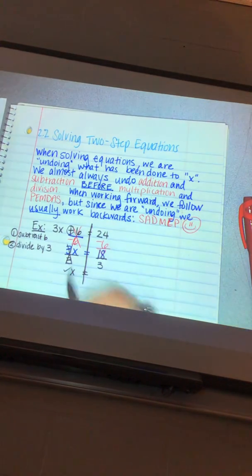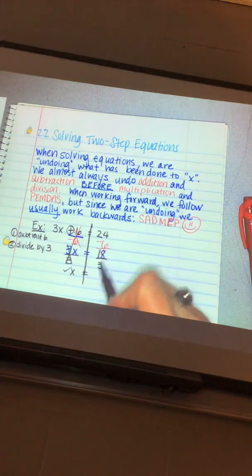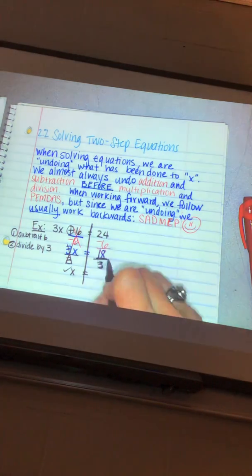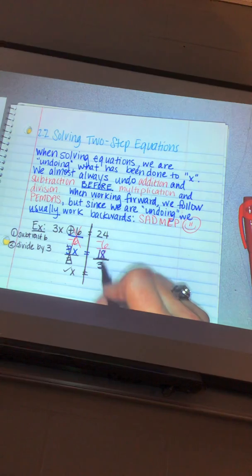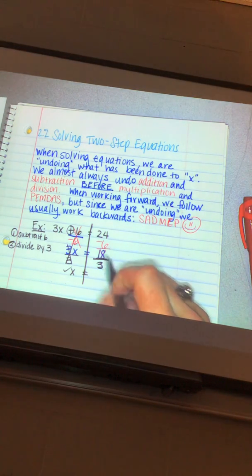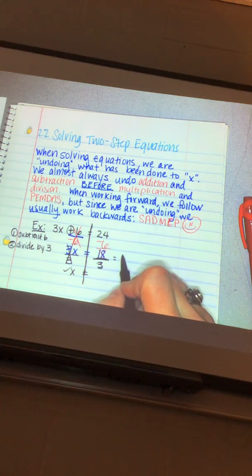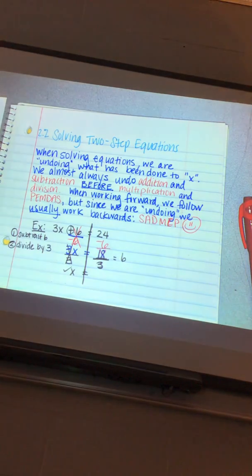Yes. Okay, and right here we just have to solve 18 divided by 3. This is your divisor. Means divided by. 18 divided by 3 is, yes, it is 6. So now we are left with x equals 6. And guess what? That is your answer.